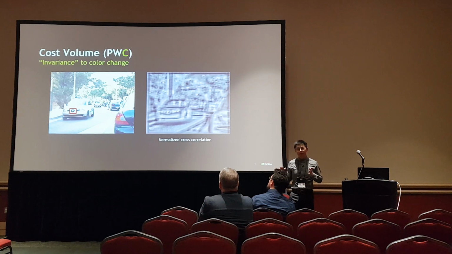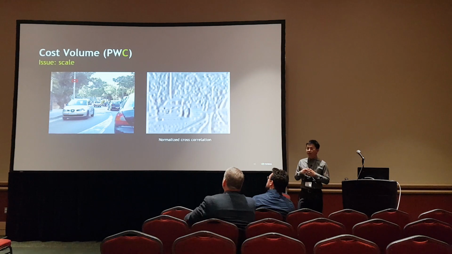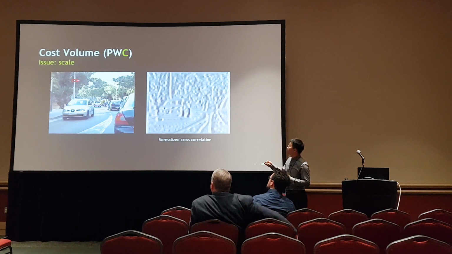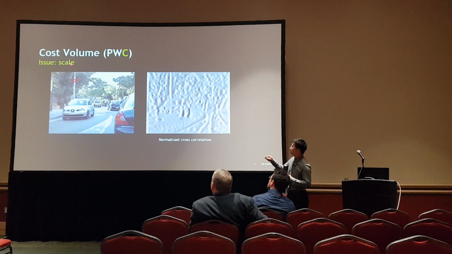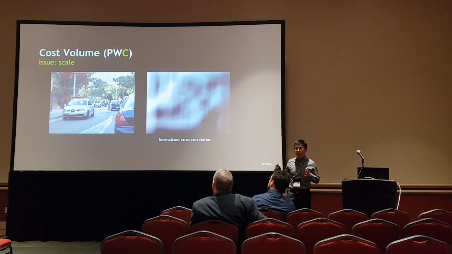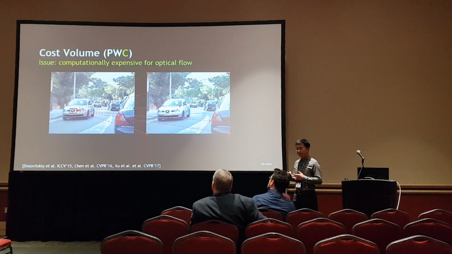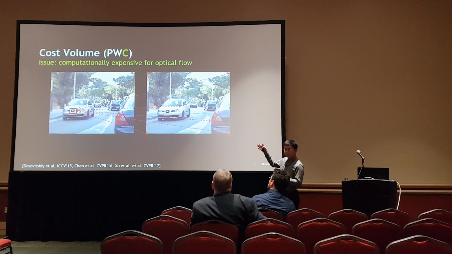But there are also some problems with this very simple algorithm. The first problem is scale. For example, for this patch, you can see there are many similar patches along this line. So it's ambiguous, and we need a very large context to get the motion localized. Another problem is that this algorithm is very computationally expensive. For every pixel in the first frame, we need to compare with all the possible motions in the second frame. So how can we deal with these two problems?